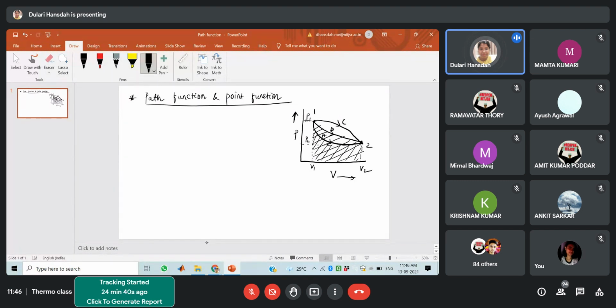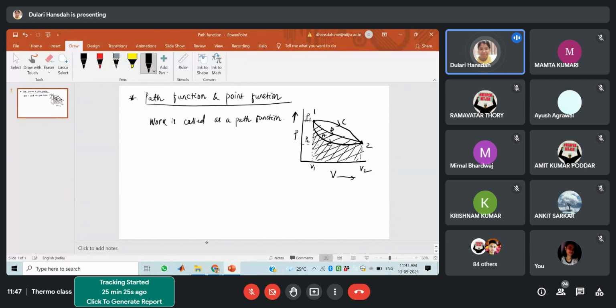Though the equations are the same, as per this figure we can say that the area under each path is not the same. So in that case, we can say that the work transfer depends upon the path. It will not depend upon the end points of the states or of the process. That's why I have written there that work is called a path function.